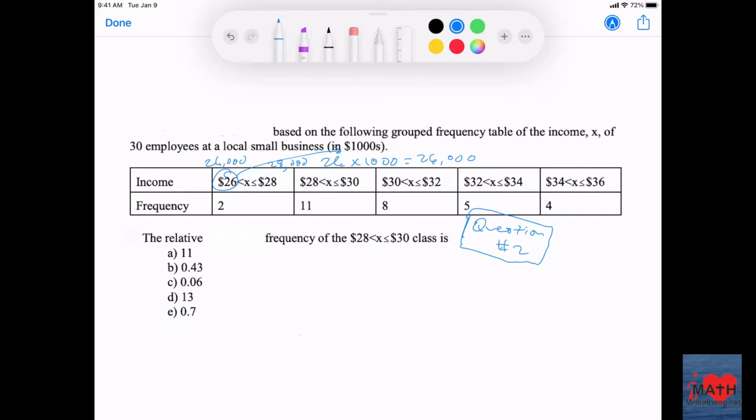Okay, the relative cumulative frequency of 28 is less than X less than or equal to 30 class is, so right now we have a frequency and we need to make a relative frequency. And basically what you would do is you would take the total, which we already know is 30. You can do 2 plus 11 plus 8 plus 5 plus 4, and you will get 30. So if you divide each of those by 30, you'll get 2 out of 30 to be 0.067.